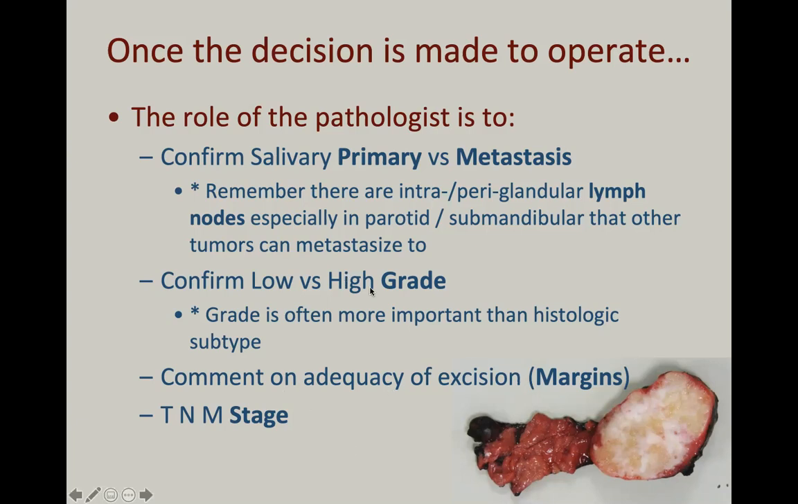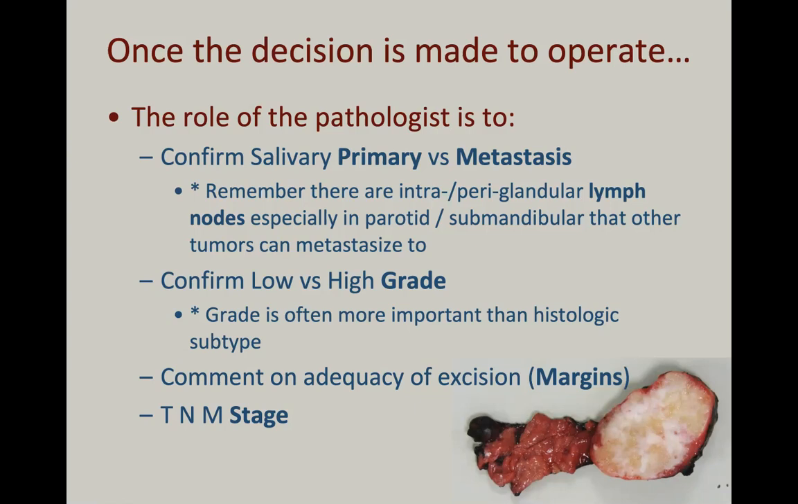Grade is often considered more important than the histologic subtype of salivary carcinoma, except for things like adenoid cystic carcinoma, which very frequently has nerve invasion and is very hard to resect. For most other salivary gland tumors, it's very important for us to at least comment on grade so that appropriate neck dissection can be performed and appropriate chemo and/or radiation can be given.